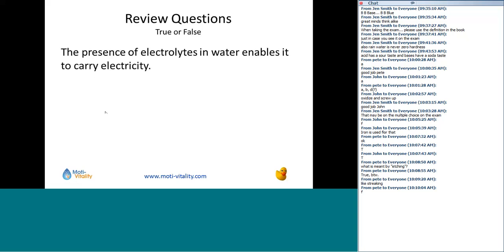The presence of electrolytes in water enables it to carry electricity. That's true. It's the stuff in the water. Remember, it's the stuff in the water that carries electricity, not the water itself.